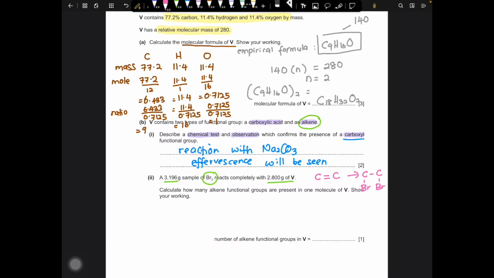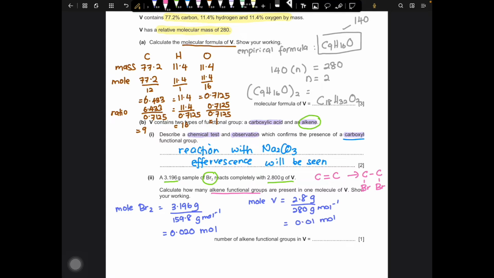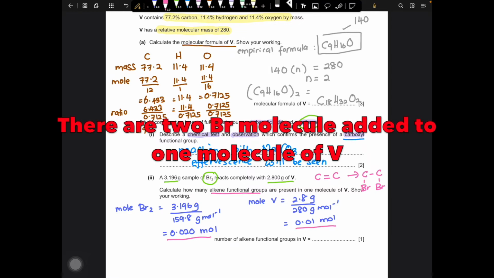To determine how many alkene functional group inside V, we just need to compare the mole of bromine and the mole of V. So first calculate the mole of bromine, and next calculate the mole of V. So if you look at here, there is 0.02 mole of bromine to only 0.01 mole of V. It means that inside V, there must be 2 C double bond C group.